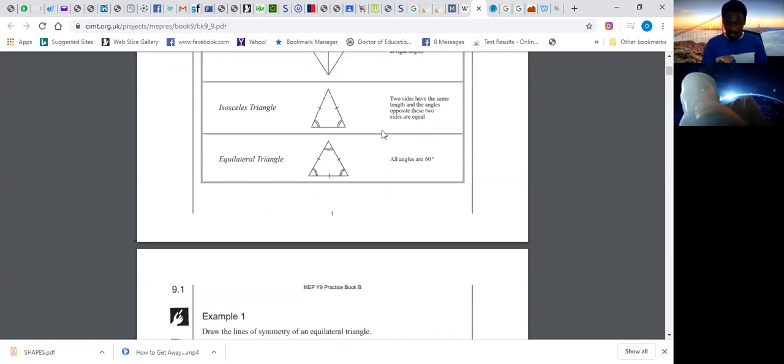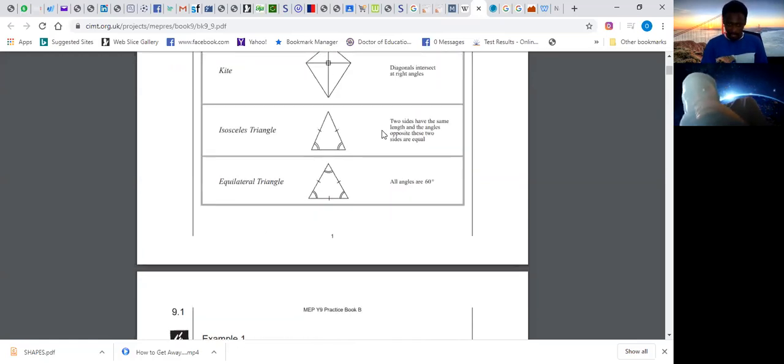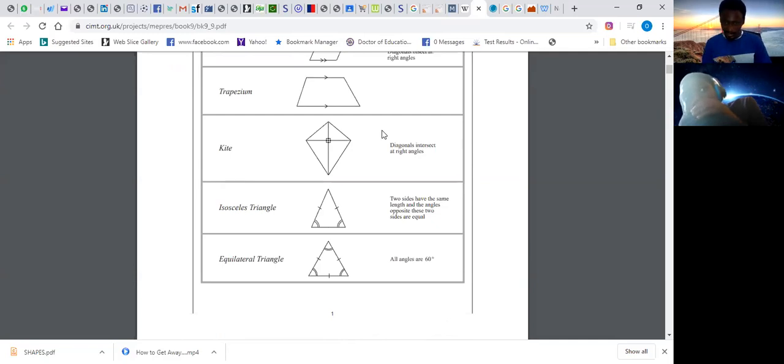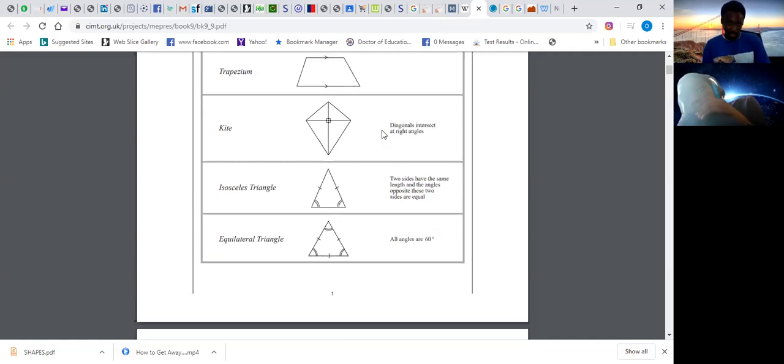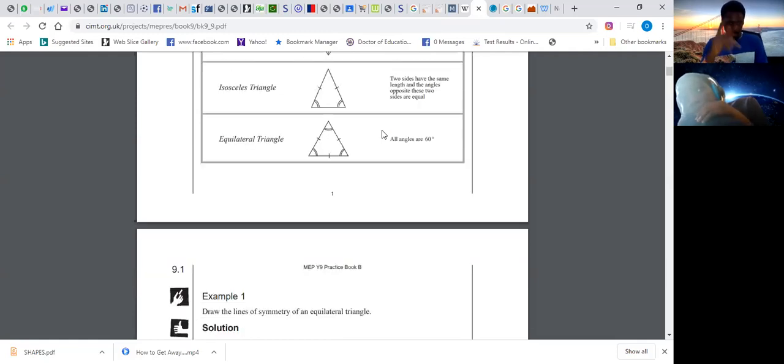Okay, so the next one is what? The kite. So what can you tell me about the kite? Diagonals intersect at right angles. They intersect at right angles. That is where they intersect, the angle formed is going to be 90 degrees. Okay, so similar to that of a rhombus. Get that?